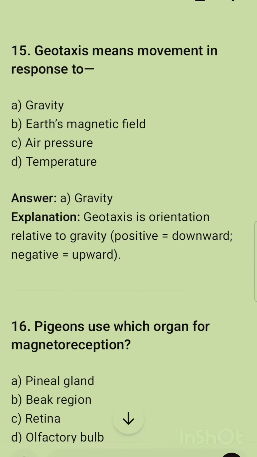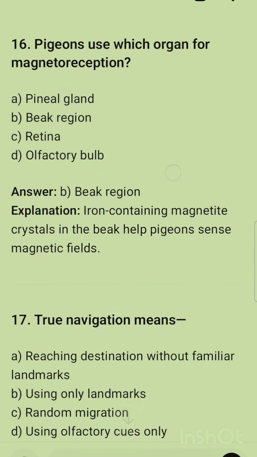Geotaxis means movement in response to, and the correct option is gravity. Pigeons use which organ for magnetoreception? Options are pineal gland, beak region, retina, and olfactory bulb. The correct option is beak region, as iron containing magnetite crystals in the beak help pigeons sense magnetic field.